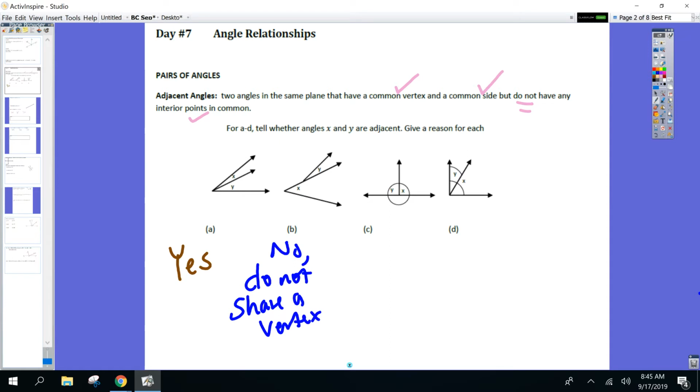All right, now it gets a little confusing here. Angle Y is this angle right here, everybody. Angle X is this angle right here. I'm not too sure why the circle's in there, but angle Y is this angle, angle X is this angle. So here you go. Do they share a vertex? Yep. Do they have a common side? Is that point also in Y? Is that point also in X? So are they adjacent? Yes, yes, yes.